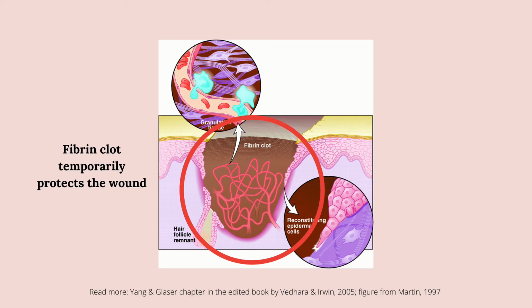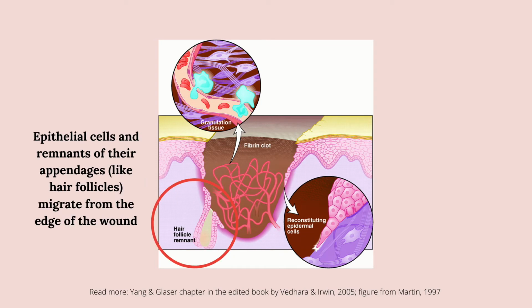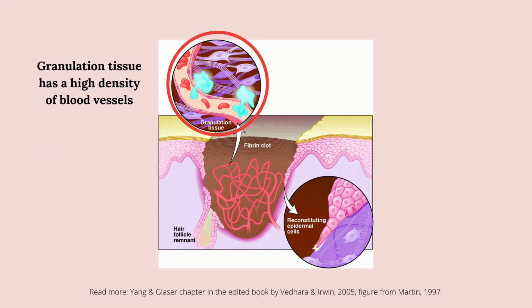Now, I'm going to go through this next part really fast because it is super complex and not really the main focus for today. So after and overlapping with this inflammatory stage is the reepithelialization phase, where epithelial cells migrate from the edge of the epidermal wound. There's also granulation tissue, which has a high density of blood vessels. Angiogenesis, or the formation of new blood vessels, is essential to give a blood supply to this healing wound and deliver essential energy-providing factors to those highly metabolic cells.